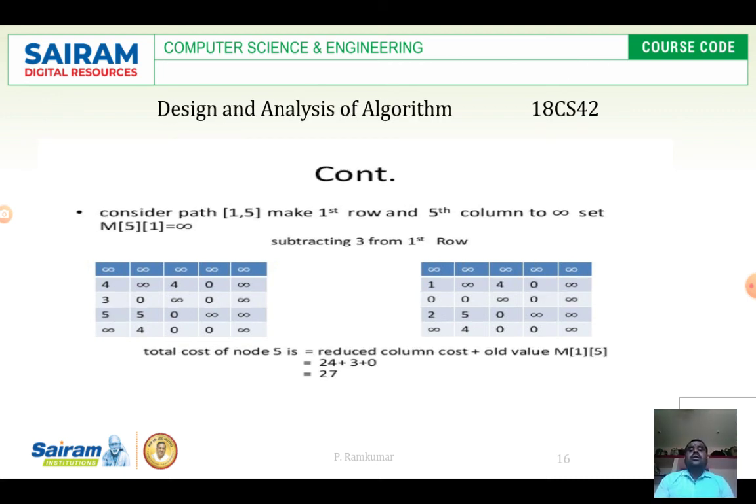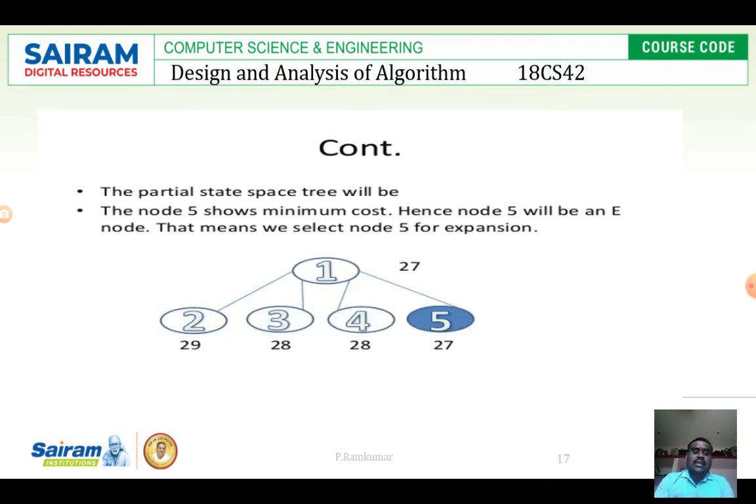So in this matrix representation we have to subtract 3 from the first row, because 3 is the minimum value. Likewise we have to keep on doing it until we find the minimum value. So the partial state space will be given as follows. Here node 5 has the minimum cost, hence node 5 will be an E node. This means that we select node 5 for expansion.